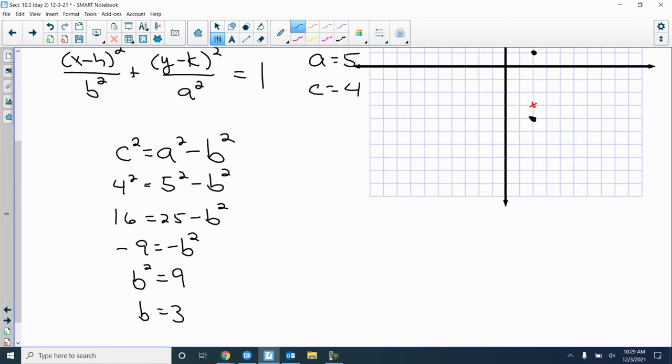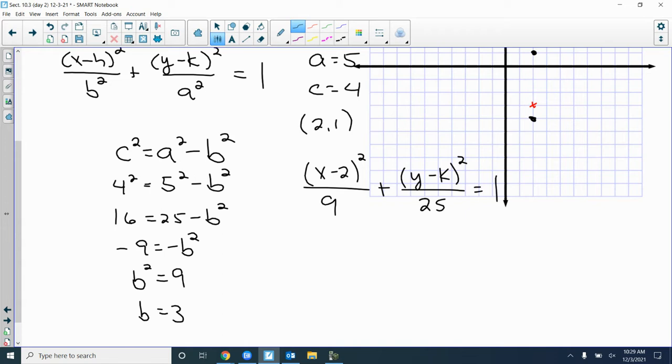Don't forget to write your final answer. X minus, what's my center, 2, 1? We said 2, 1. X minus 2 squared over B squared, which is 9, plus Y minus K squared over A squared, which is 25, equals 1. Wouldn't it be y minus 1? Yeah, why did I put K there? Y minus 1. All right. Yep. So I think we're good there.